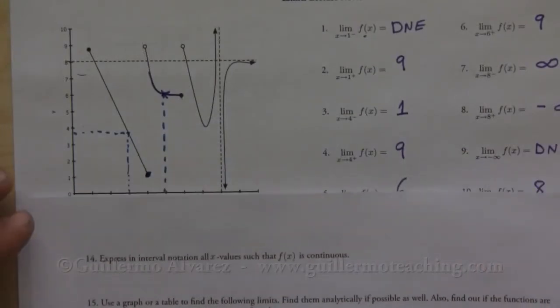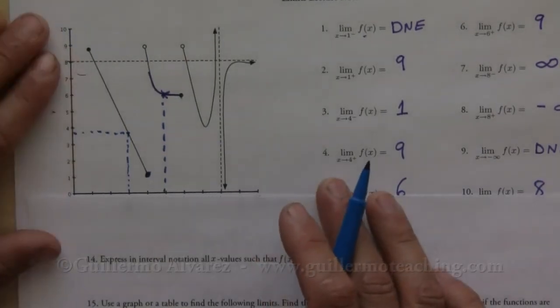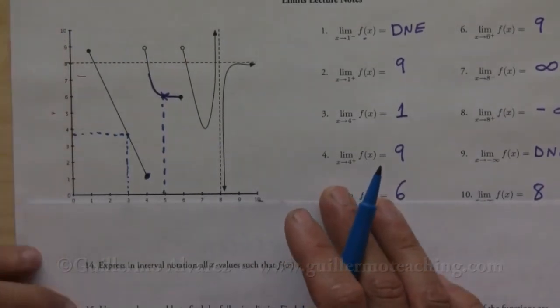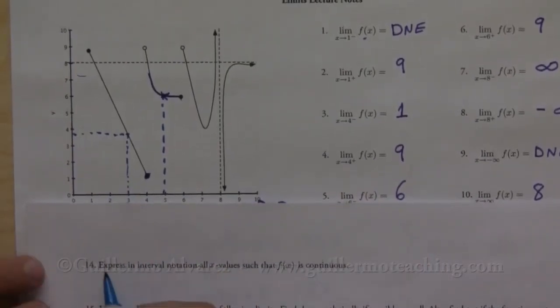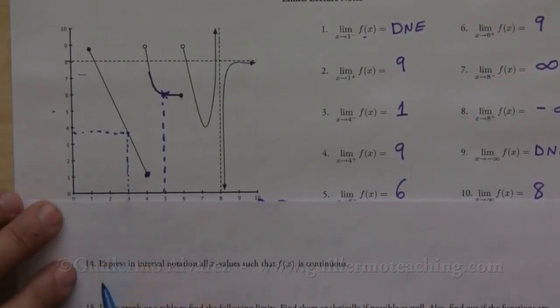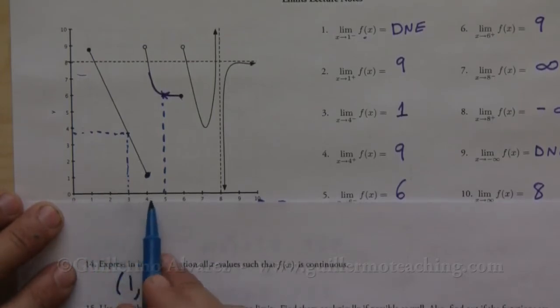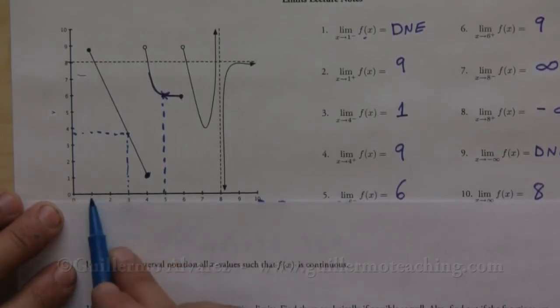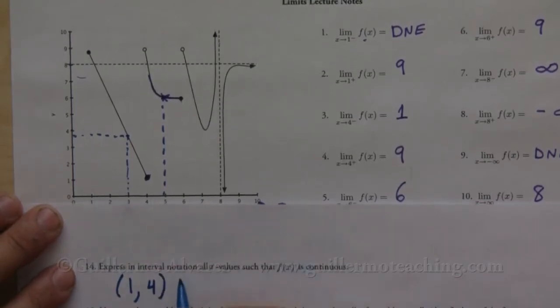Okay, so now let's say we want to express in interval notation all the x values such that f of x is continuous. So we're just going to write down where it's continuous in interval notation. So we'll start off where our function starts, which is right here at 1. So we're going to go from 1 all the way up to our first discontinuity, which is at x equals 4. So we're not going to include that one.